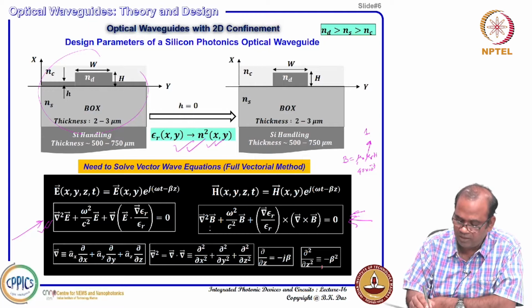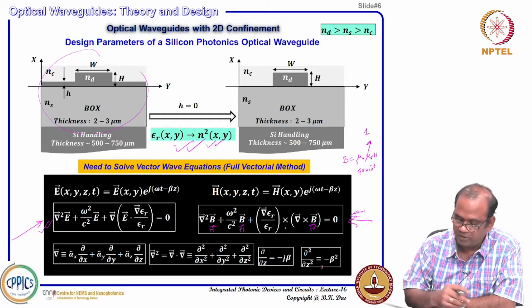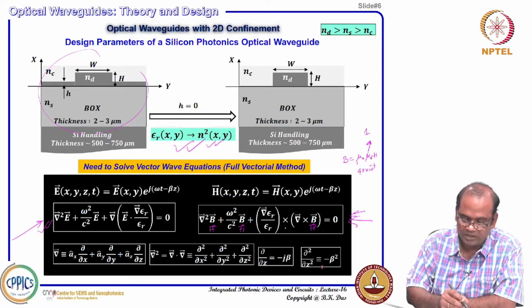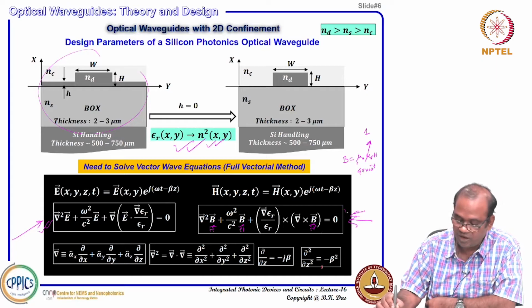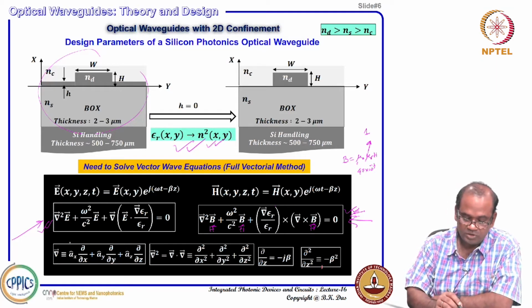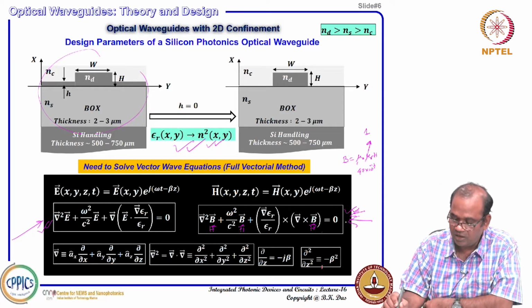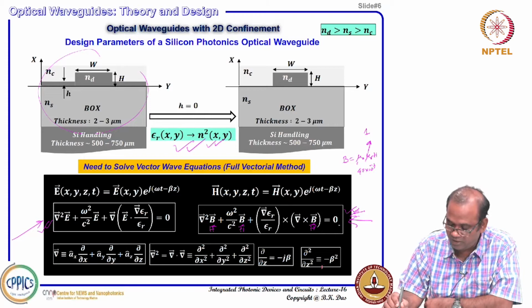So, instead of B, I can easily write H vector here, H vector here, H vector here, that does not matter. Traditionally, the vector wave equation is written in terms of E and B, that is why I have written it here. We have seen how to derive these two equations earlier, so I am not going into the detail again here.